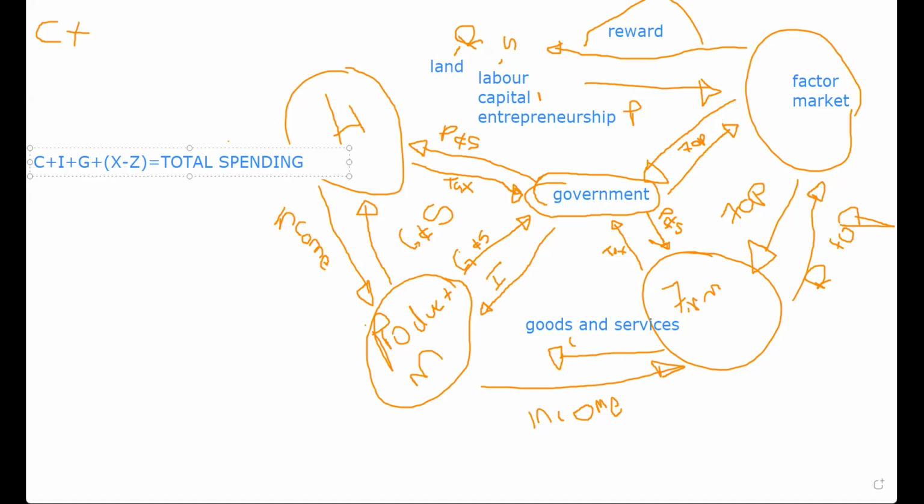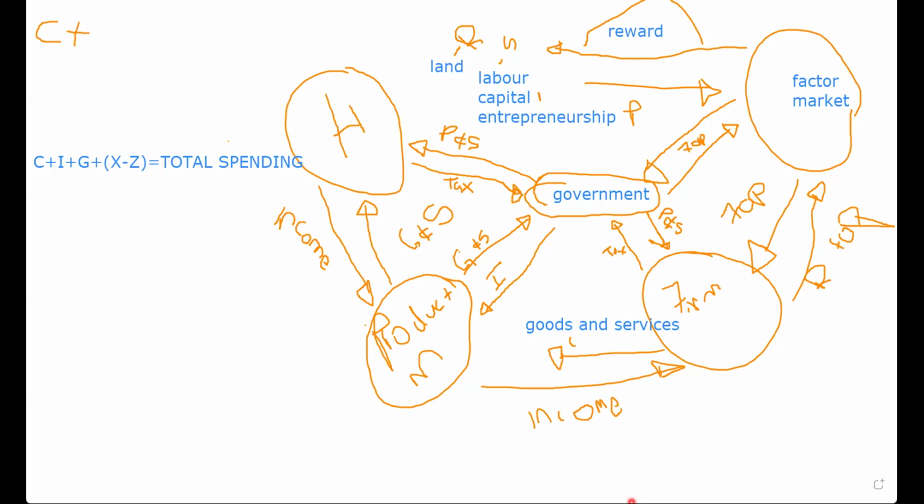And then the sources of spending are households, firms, government, and foreign sector. And then sources of income, now it's the reward for the factors of production, which is rent, wages and salaries, interest and profit. All sectors and markets are interrelated through the process of production, income, and spending. So all the sectors are related through the process of production, income, and spending.